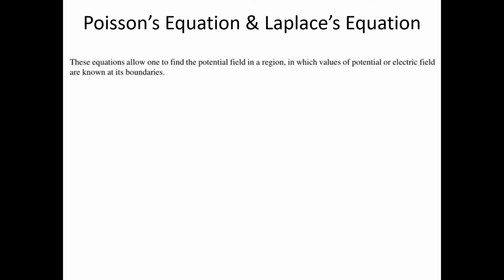So potential, electric field intensity, flux density, etc. can be calculated if the boundaries are known for a particular region. So these are the applications of Poisson's equation and Laplace equation. Let's see how we derive these equations.